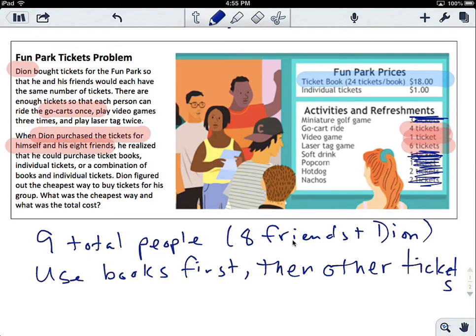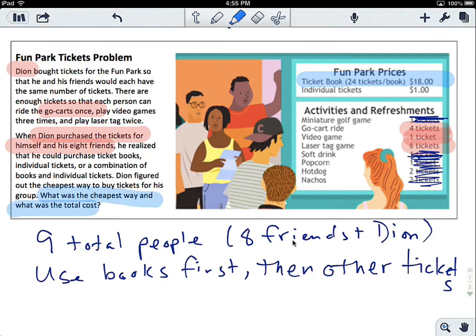All right, so we picked out all the important stuff. Of course, we know that the question that we're being asked is what was the cheapest way and what was the total cost. So it's important to notice that there's 2 things you have to answer there. Sometimes I think maybe we missed that there were 2 questions there. And so we have to have an answer that makes sense of both of those things at the end.